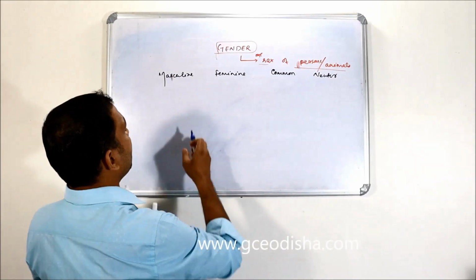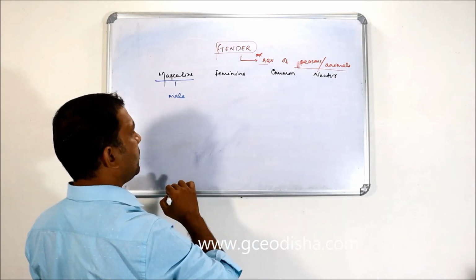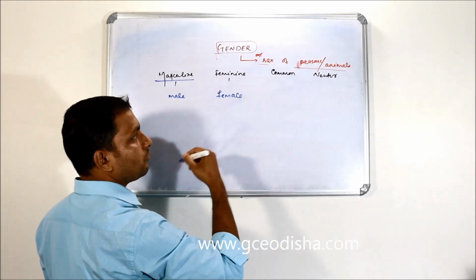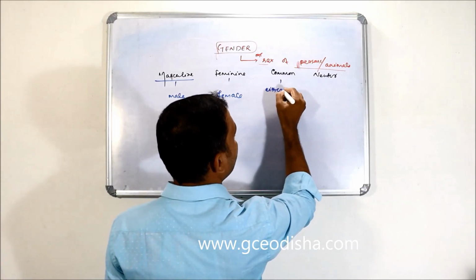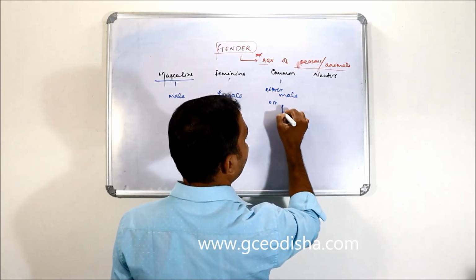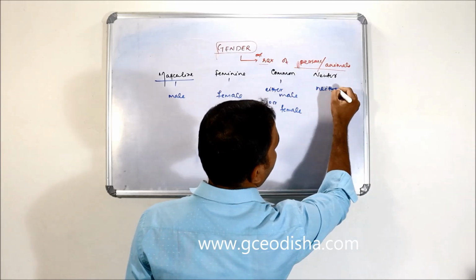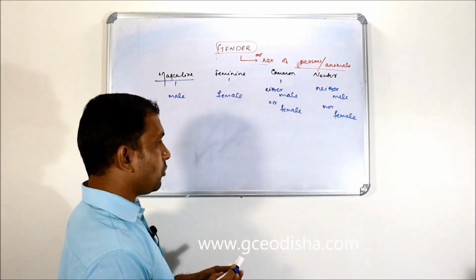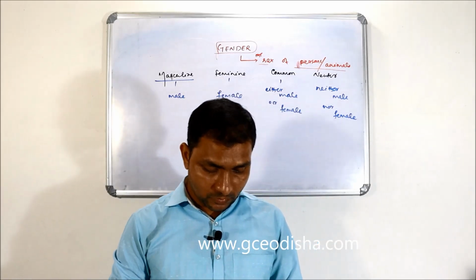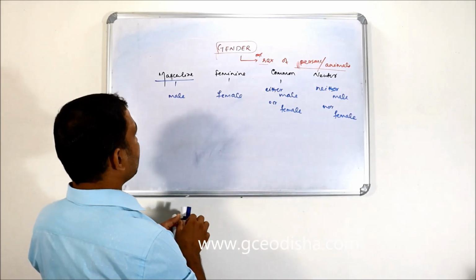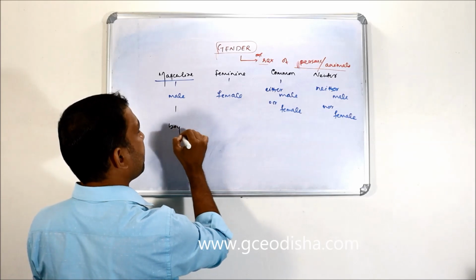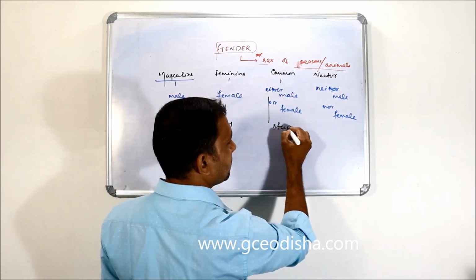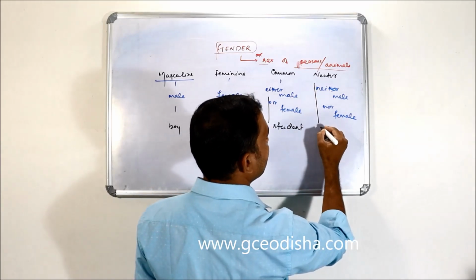Masculine is used to denote male persons or animals. Feminine denotes female persons or animals. Common is used for either male or female. And neuter gender is neither male nor female. Examples: for male we can write boy, for female girl, common gender it is student, and neuter gender it is book.